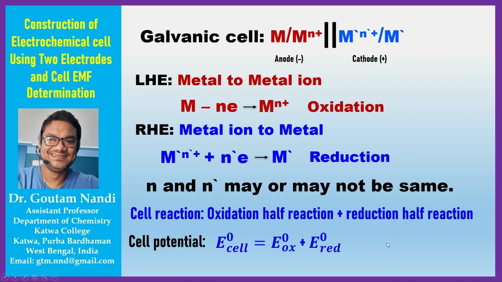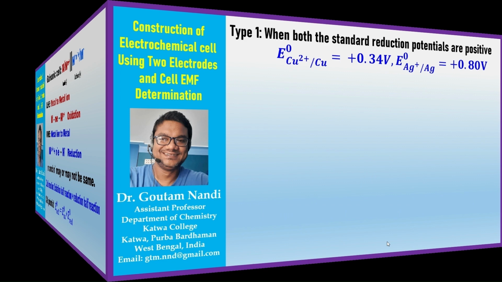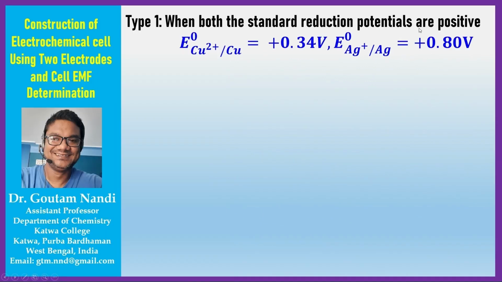Now let us see some examples. First one, where the two electrodes have positive reduction potential values. Why is it reduction potential? You see, from metal ion to metal, that value is given, so it is a reduction potential value. If the metal to metal ion value is given, then it will be the oxidation potential value. Generally, reduction potential values are provided, but you should be careful about what type of potential values are given.